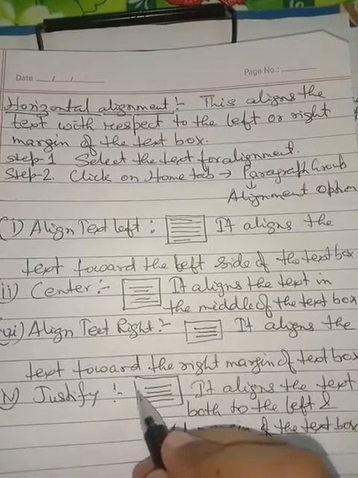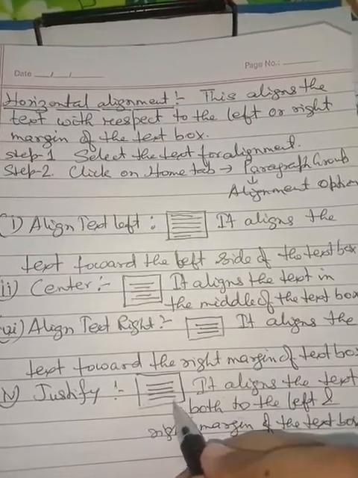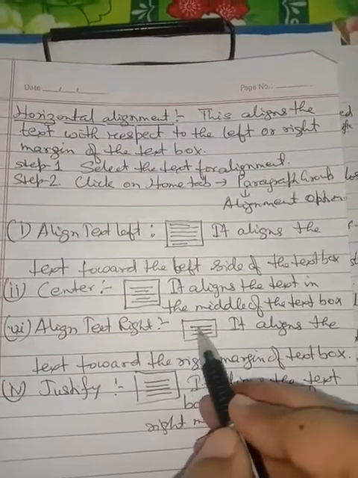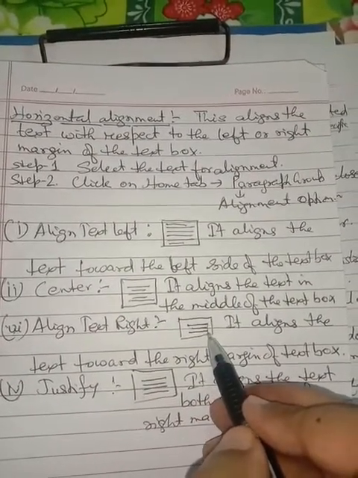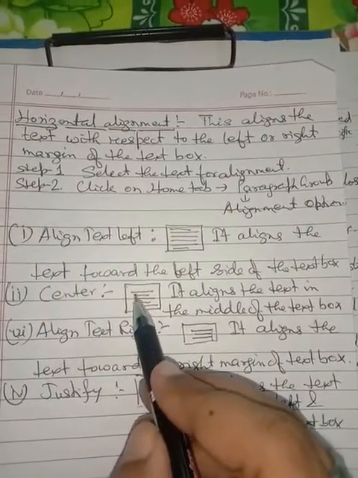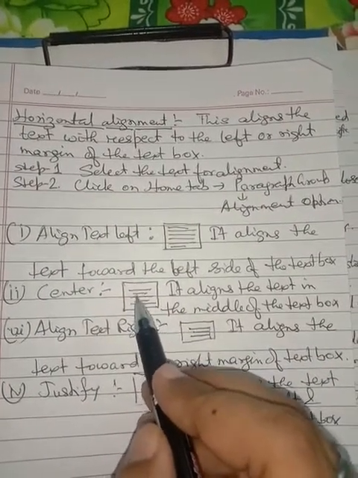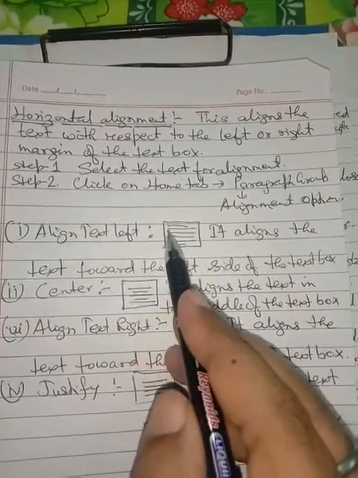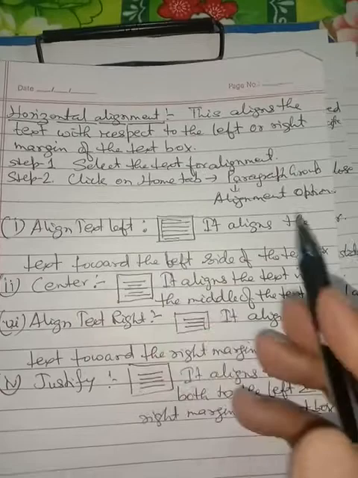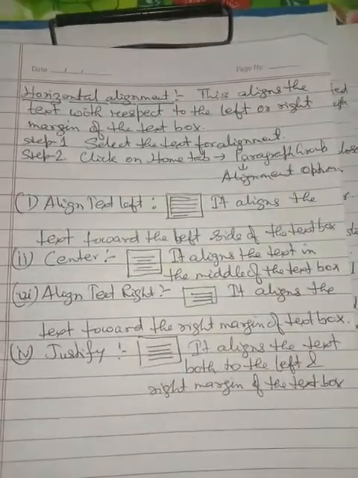So look, this is the left margin, this is the right margin. So here we have justify. Justify aligns the text to the left and right margin of the text box. This is the center, so it aligns the text in the middle of the text box, and align text left aligns the text towards the left side of the text box. So these are the 4 different types of horizontal alignment.